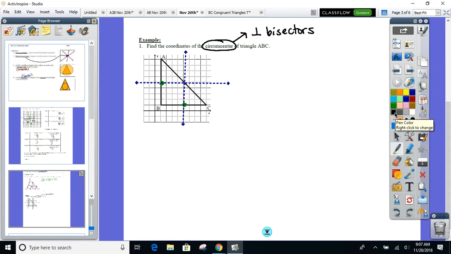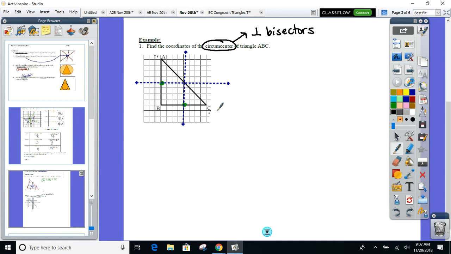Now I got a question for you, honors kids. I got one more side. I got to find the perpendicular bisector for AC. Or do I need to? Why don't I need to? I know where it's going to intersect. As long as I'm confident in myself that I did these first two right, shouldn't it intersect right there? So let's save ourselves some time. You don't need to do all three anymore.